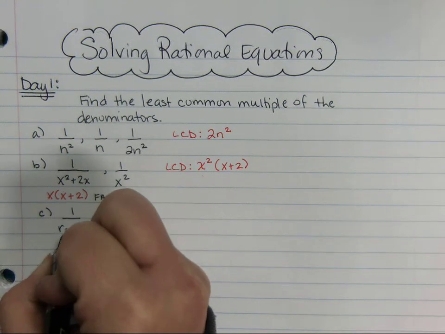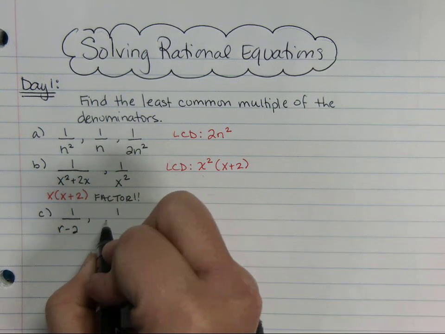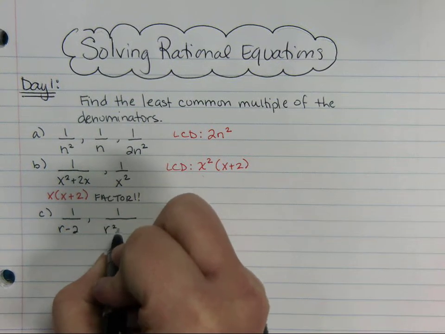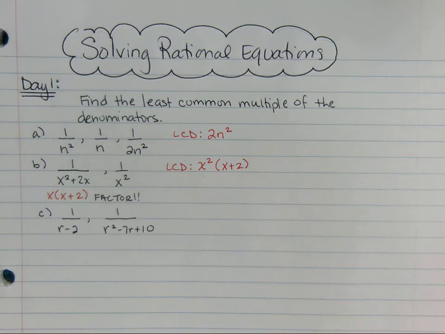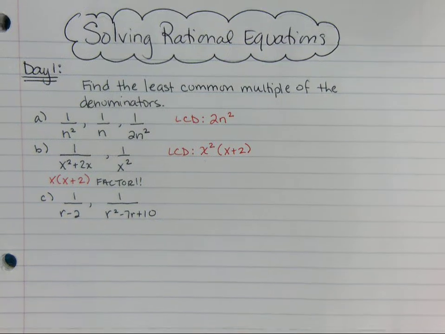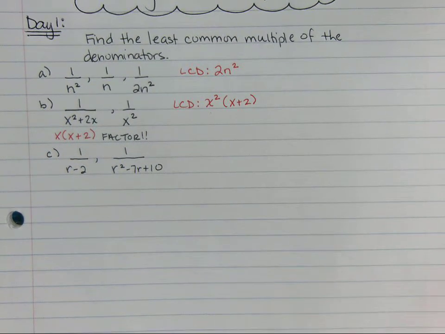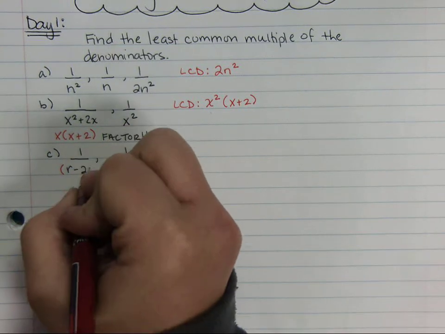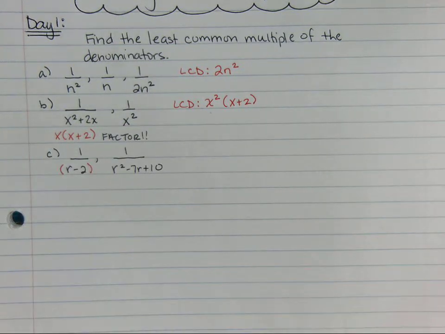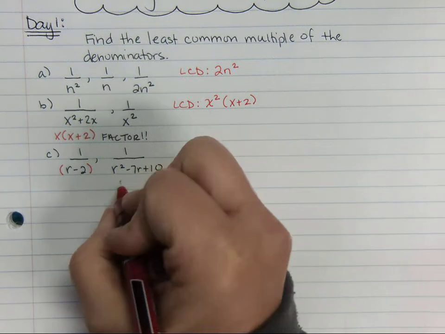And then your last one we're going to look at looks like this. So you've got one fraction, that's the 1 over r minus 2. Again, that's contained together. And then you've got the other fraction where you've got 3 terms. So you can just put parentheses around this one as your binomial factor of that denominator. There's nothing you could factor out or any way to change that. But you do need to factor this one.